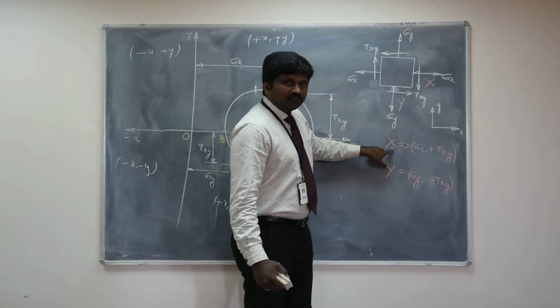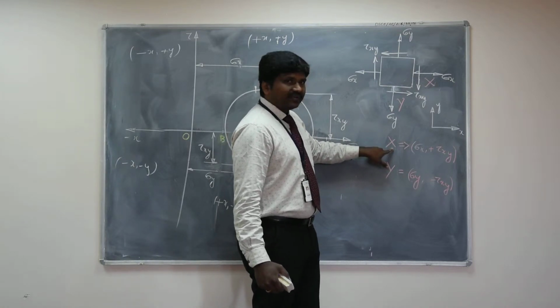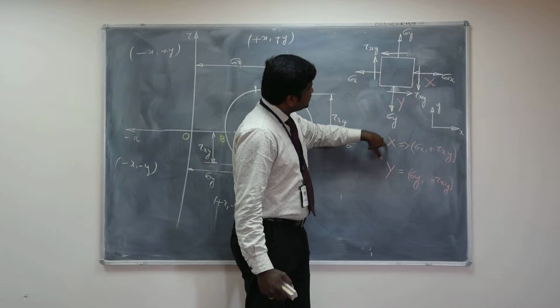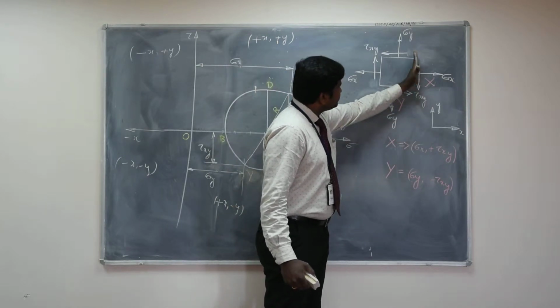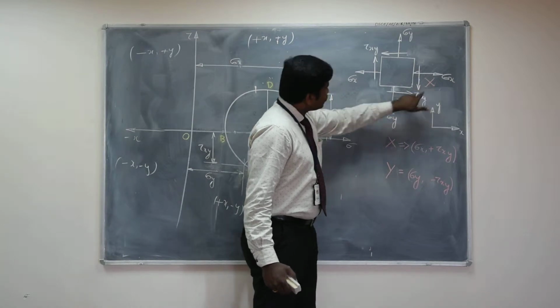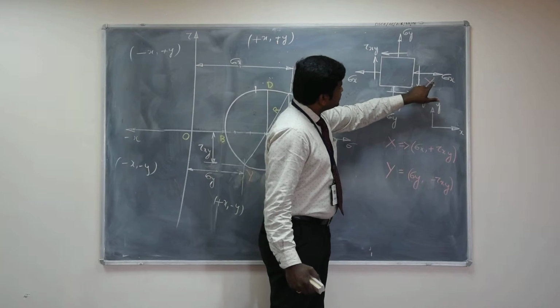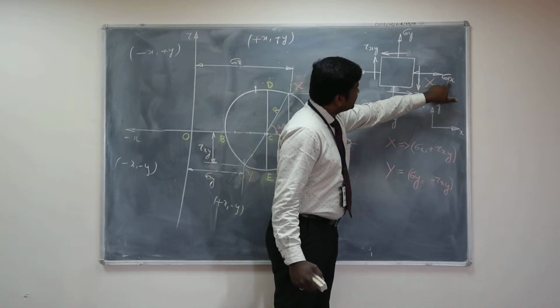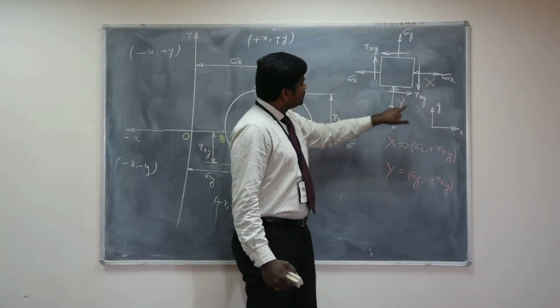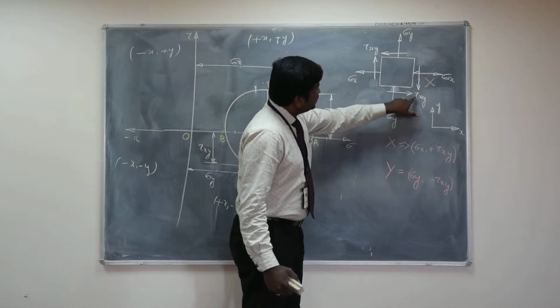In order to draw the Mohr circle diagram, we need to find out the coordinates of x face and y face. The coordinates means the stresses acting on the x face and y face. So here I have written, consider this as x face, and this face is considered as y face. The stresses acting on x face are sigma x and tau xy. The stresses acting on y face are sigma y and tau xy.